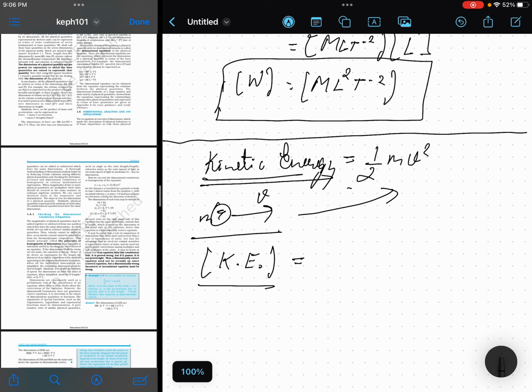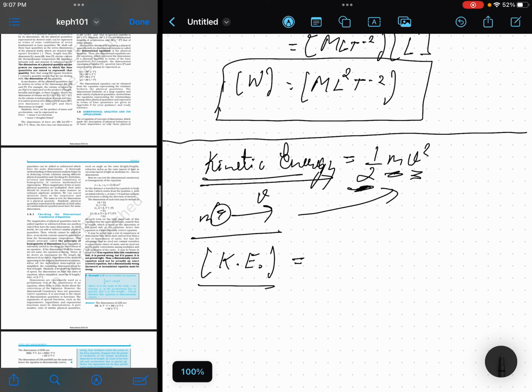What is the dimension formula of this half? Half doesn't have any dimensional formula. It is not a physical quantity. It is just a constant. So constants do not have any dimensional formula. You should keep this thing in your mind. Only mass is having dimension formula. Velocity is also having dimension formula because they are physical quantities. Dimensional formula is always of some physical quantity, not a non-physical quantity. Half is just a constant. It is not a physical quantity. That's why half does not have any dimensional formula.